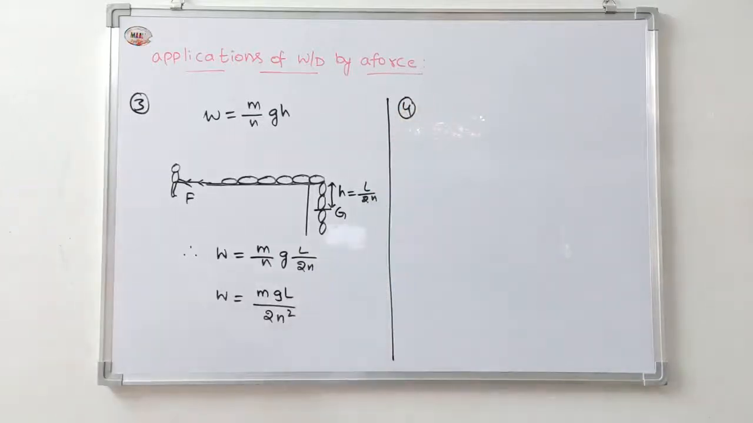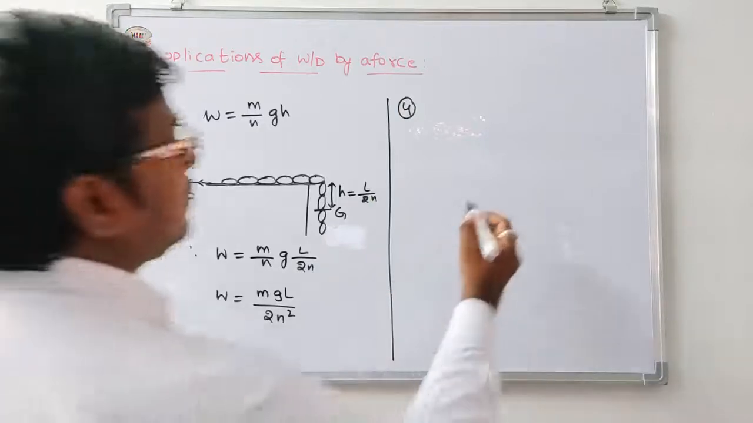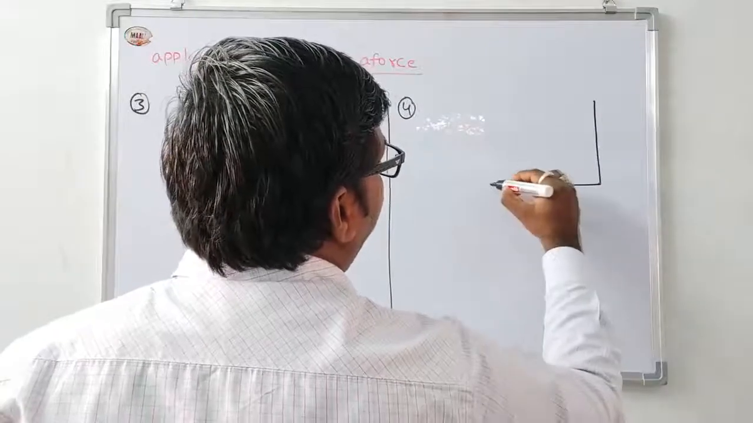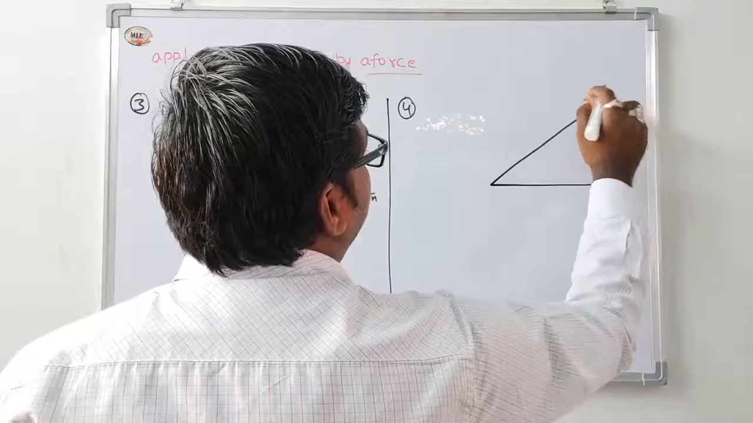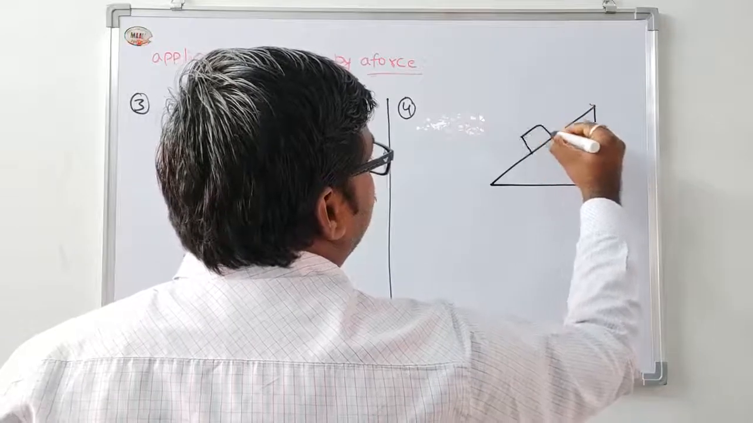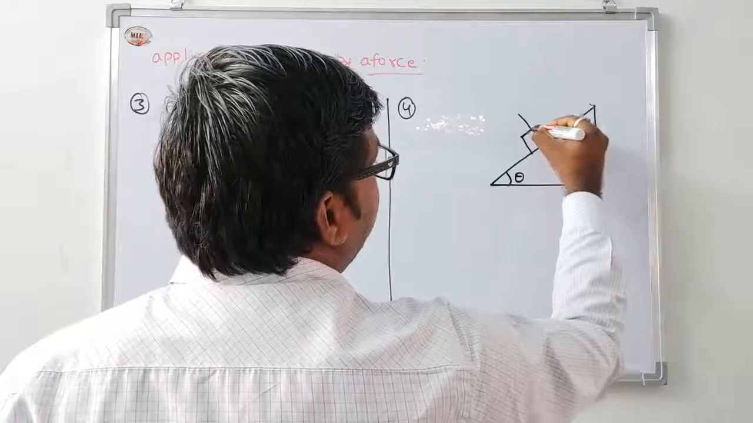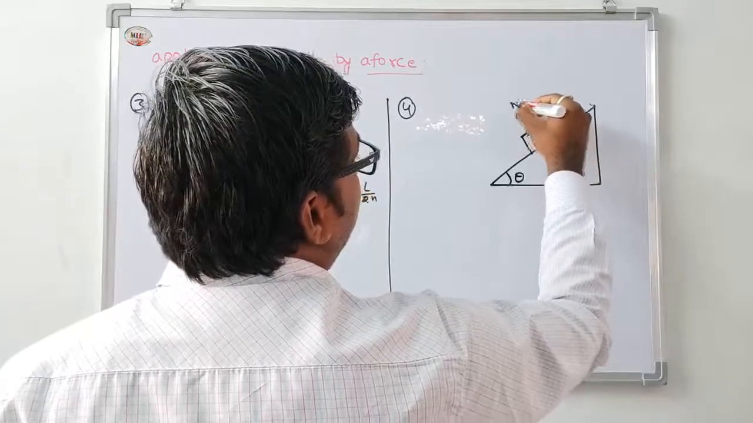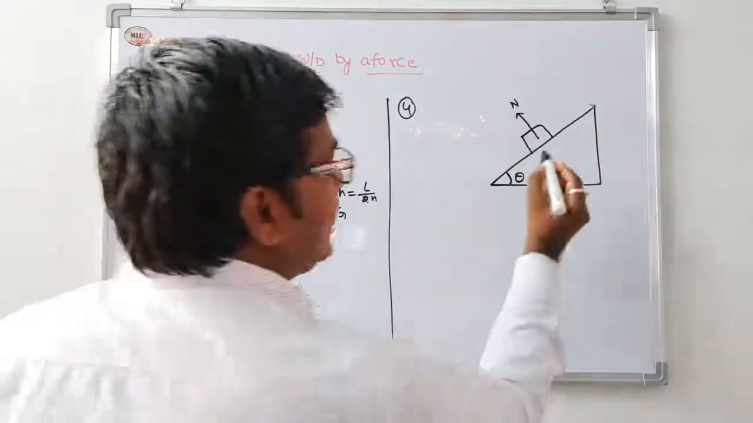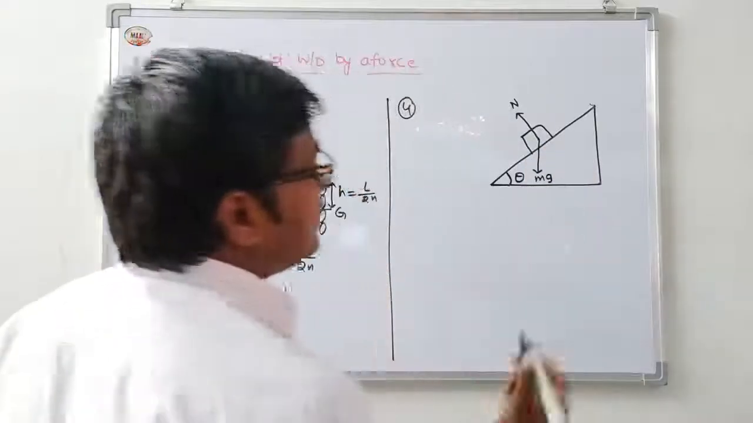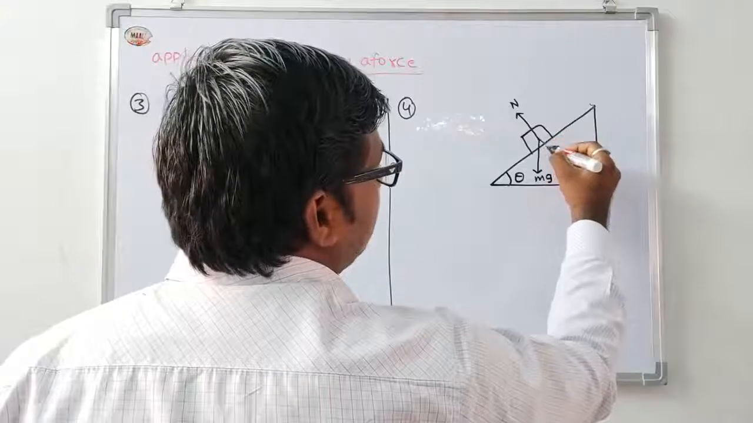So let us consider a body of mass m on a smooth inclined plane of inclination theta. The normal force acts in the upward direction, and the gravitational force mg acts in the downward direction, making an angle theta.